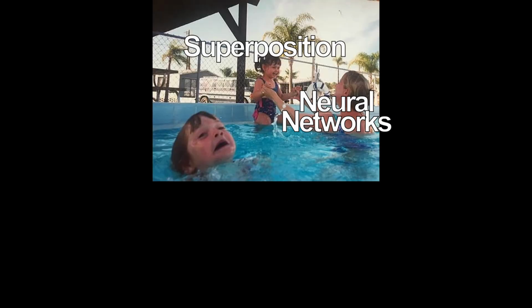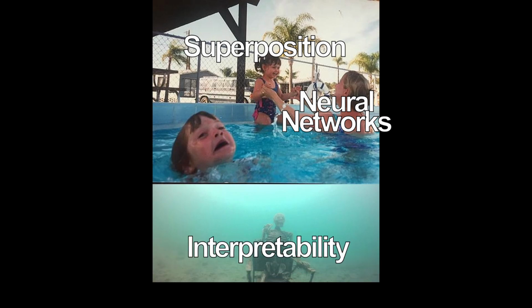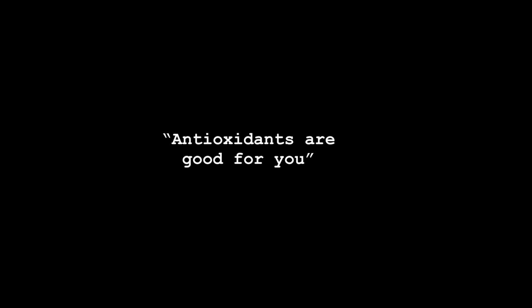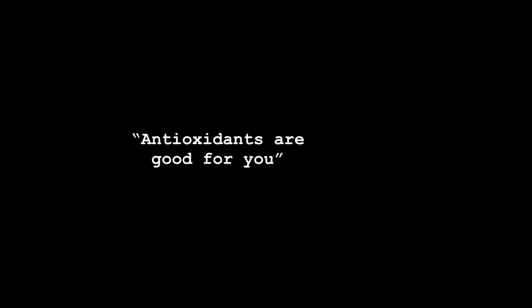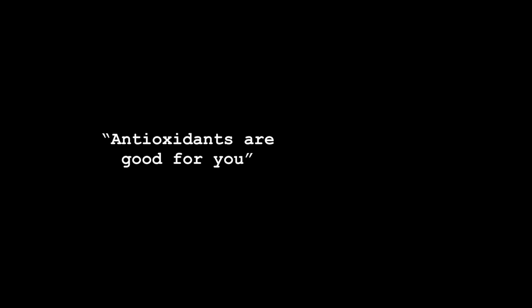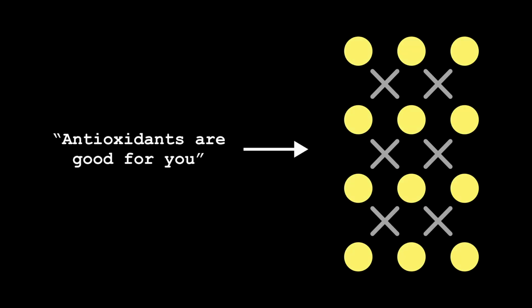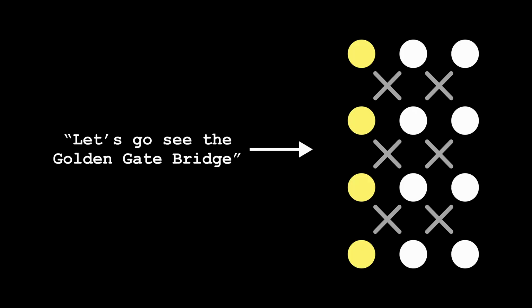This is great if we want these models to learn well, but bad for us if we want to interpret these models. This is because these neurons are over-representing features. So when we pass in any input, such as one about antioxidants, almost all of the neurons will activate. When we do the same for the Golden Gate Bridge concept, these same neurons also activate. In other words, everything activates everything.